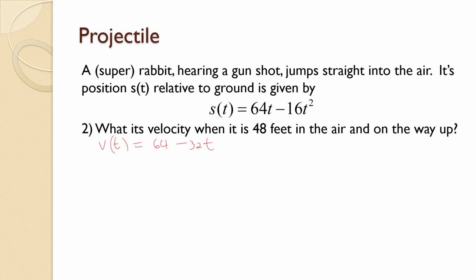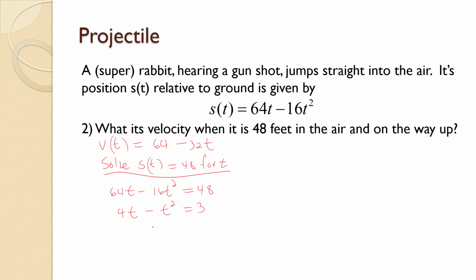Now I want to know what's that velocity when it was 48 feet in the air. So I'll have to solve when is its position exactly 48, and I'll have to solve that for t. So writing down that equation, you would get 64t minus 16t squared is equal to 48. If you then divide everything by 16 to get rid of some of these numbers, you would have 4t minus t squared is equal to 3.